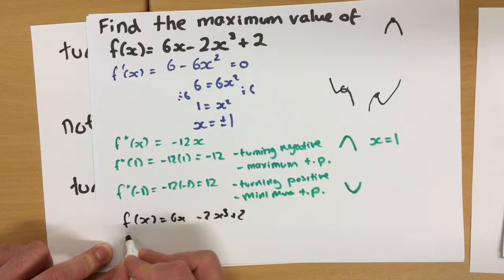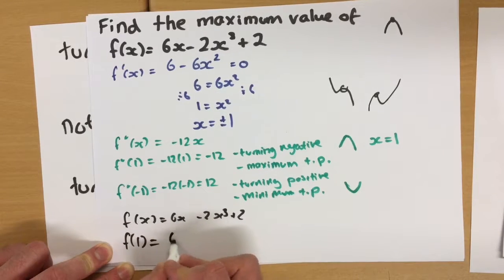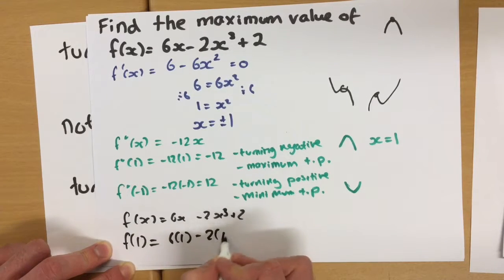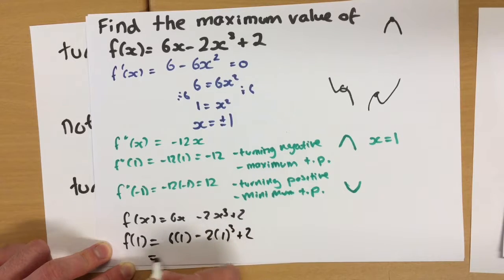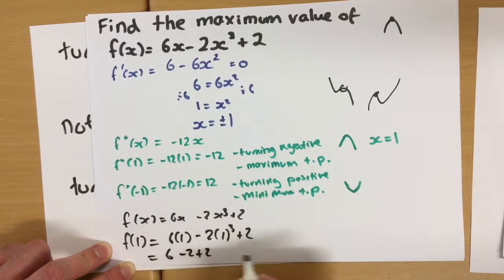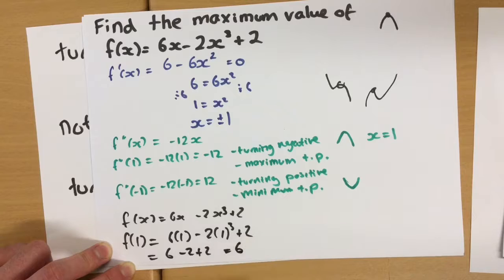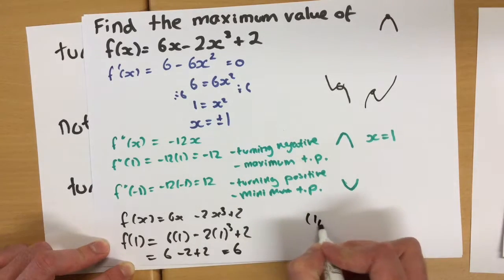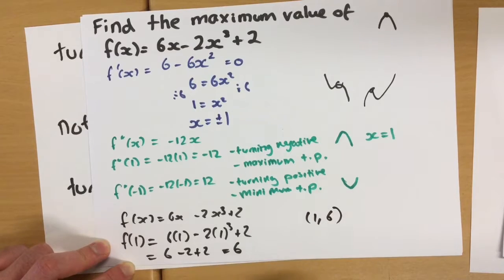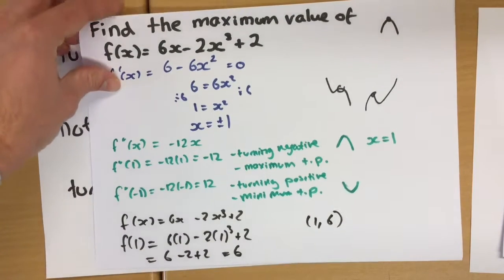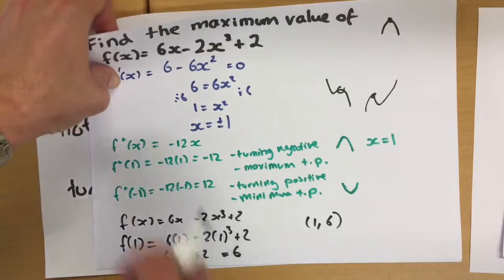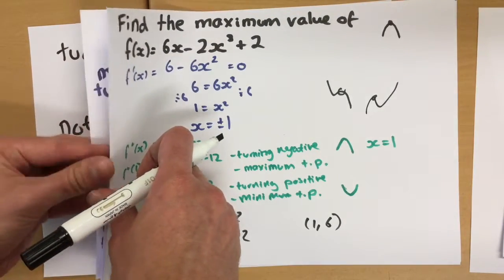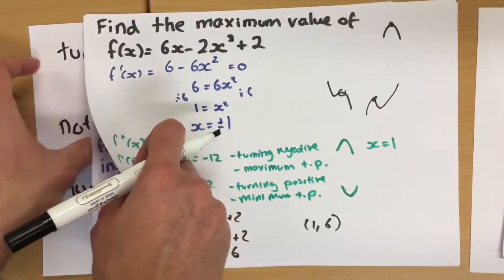So for x equals 1, it is 6 times 1 minus 2 times 1 cubed plus 2. Take 2 plus 2, which is just 6. So our local maximum turning point is (1, 6). Right, one last thing is a quick summary. Let's find the right sheet, there we go.